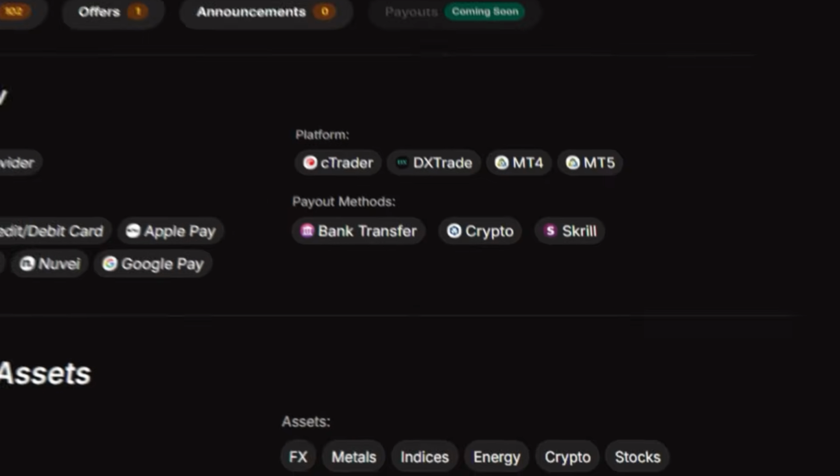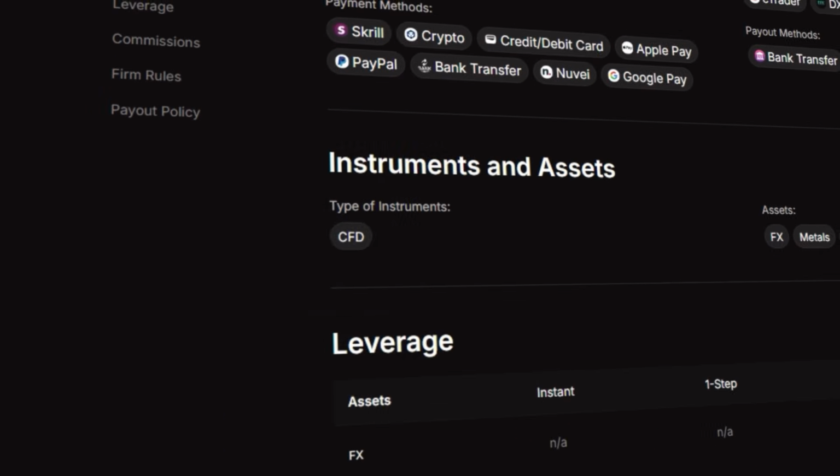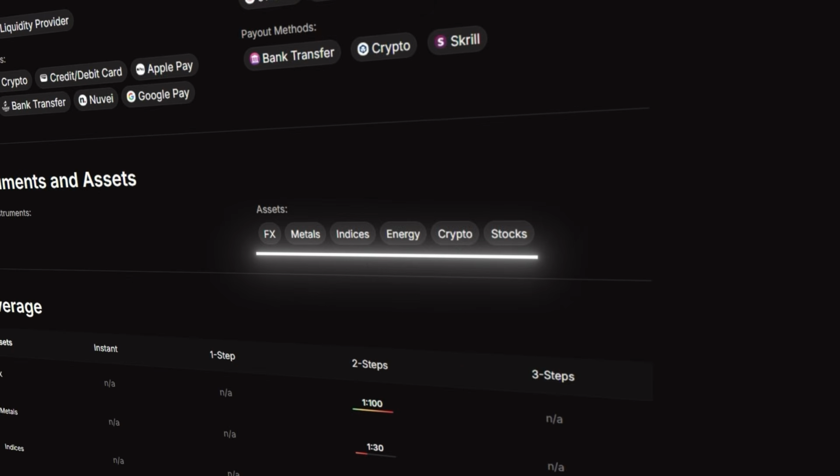Now to make sure we're covering everything, let's take a look at FTMO's firm page on Prop for Match. So let's dive right in. As for what you can trade in terms of instruments and assets, for instruments you have CFDs, and for assets, FTMO offers a good range. You have Forex, indices, commodities, stocks, and even crypto.